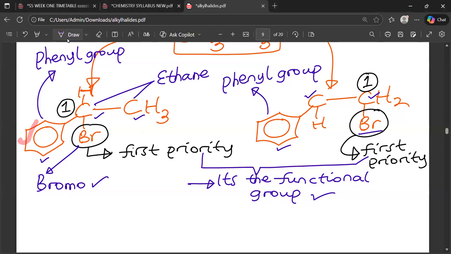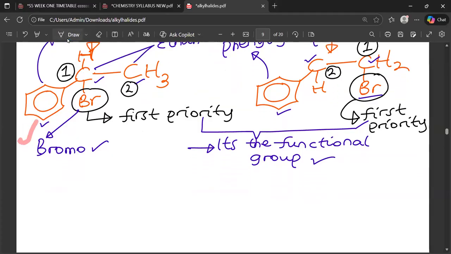Because yes, you're right. For the first case, if this is carbon 1, that means this is carbon number 2, isn't it? For the second case, if that is carbon number 1, this is carbon number 2. And you all know B comes first, then P, isn't it? According to the alphabet.